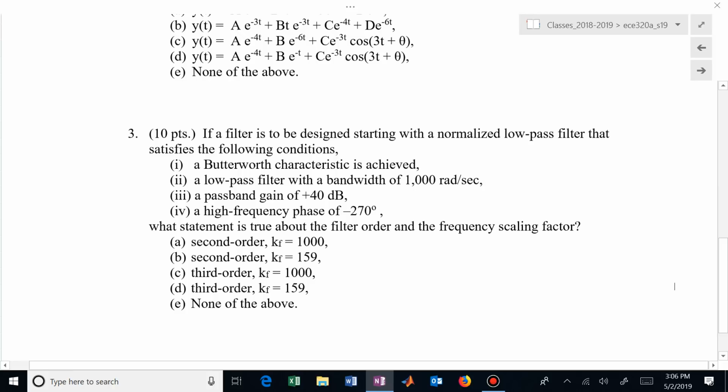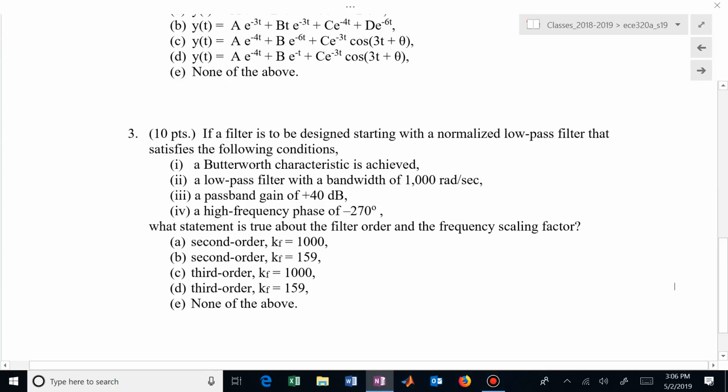We want a passband gain of 40 dB. And what does that mean? We'll have to figure that out. And a high frequency phase of minus 270 degrees. Now, is there anything in that information that might be related to what's down below? Now I'm asking, what statement is true about the filter order and the frequency scaling? So we're trying to find out something about the order of the filter and the frequency scaling.